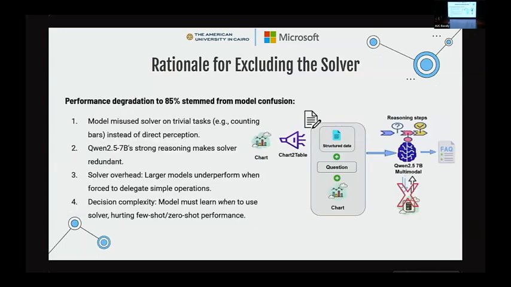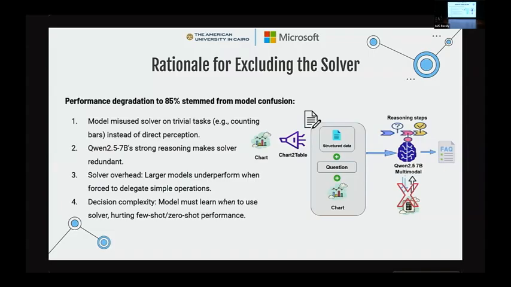But you might be asking yourself, if we move on to the next slide, why did we end up removing the solver to begin with? Didn't it make improvements? Well, in the smaller system, it did. But here, when we upgraded to Qwen 2.5 VL 7 billion, what happened is that the model's own solving capabilities became better, therefore making the solver redundant.